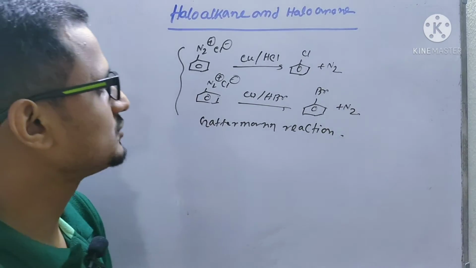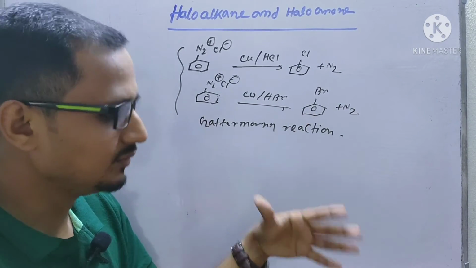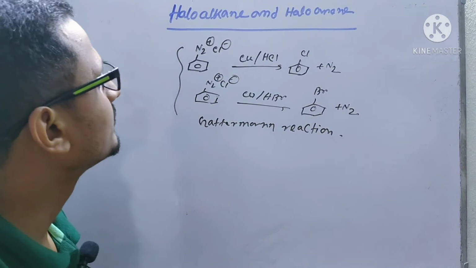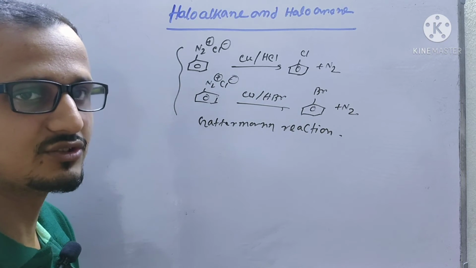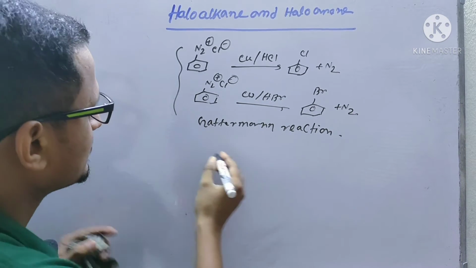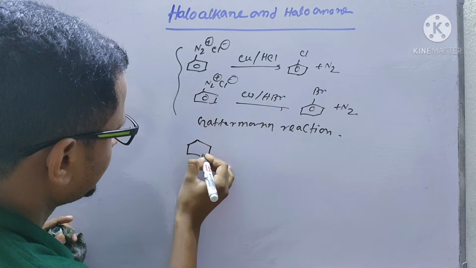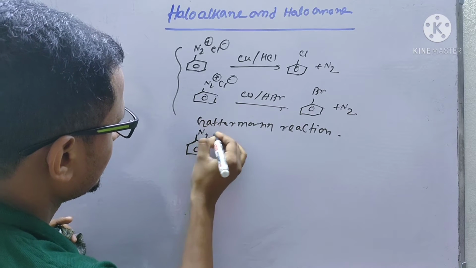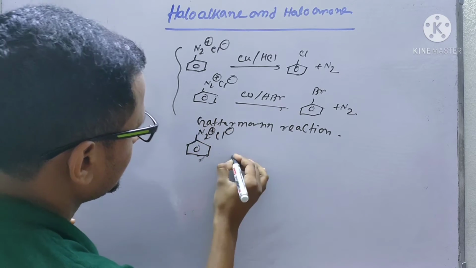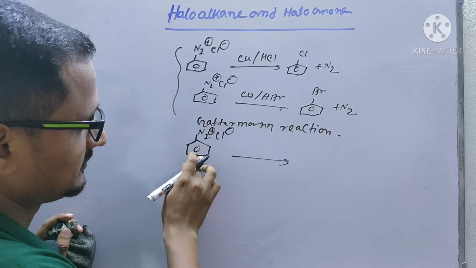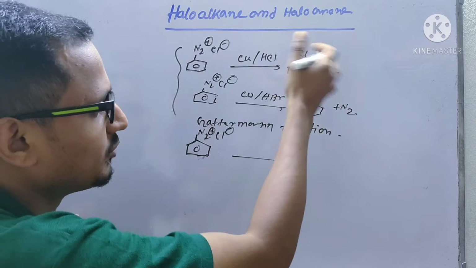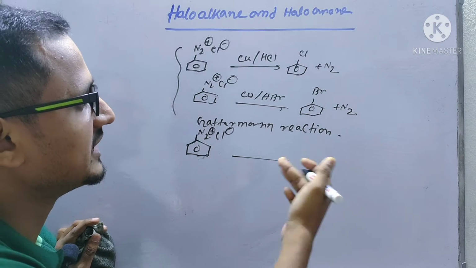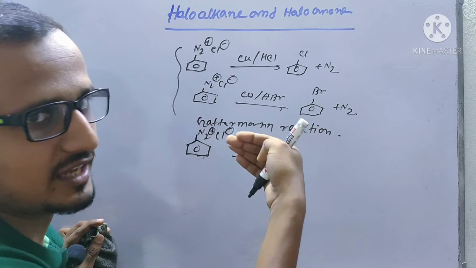So these two are Sandmeyer reaction. Now again, this benzene diazonium chloride reacts with, that means a diazonium salt. Now here chlorobenzene we have already formed and bromobenzene we have already formed. Now how will you form the other halobenzenes, that means fluorobenzene and iodobenzene.